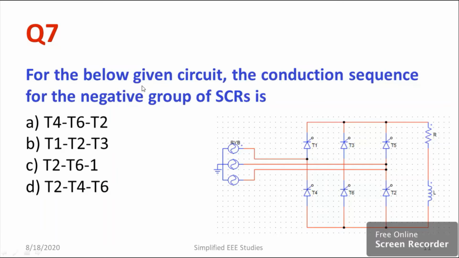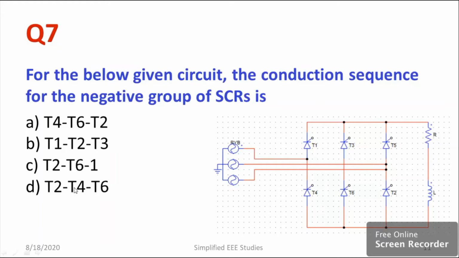For the given circuit, what is the conduction sequence for the negative group of SCRs? You can see this is actually the positive group: T1, T3, T5. Those SCRs belong to the positive group, whereas T4, T6, T2 all belong to the negative group. The conduction sequence of the positive group will be T1, then T3 and T5. But when I talk about the negative group, the conduction will be T2, then T4, then T6.